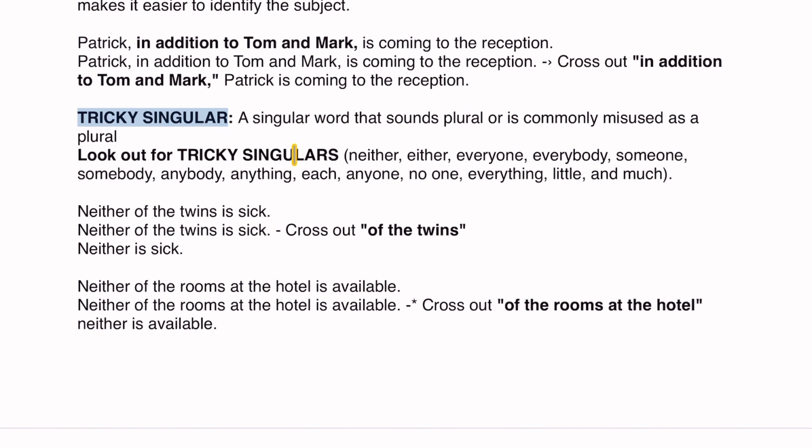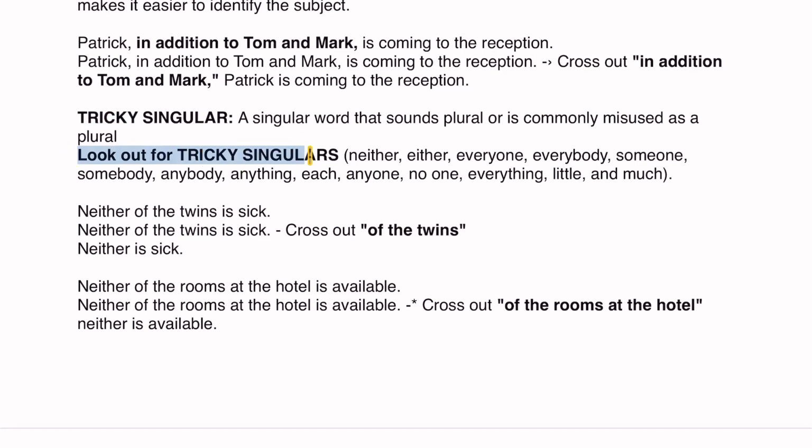Tricky singular. السنجلر معروفة مفرد، بس تعال بقى لكلمة tricky. Tricky singular معناته a singular word that sounds plural. يعني هي كلمة مفرد ولكن في صوت لسانك it sounds plural، أو commonly misused as a plural. تستخدم بالغلط على إنها plural. This is known as a tricky singular.